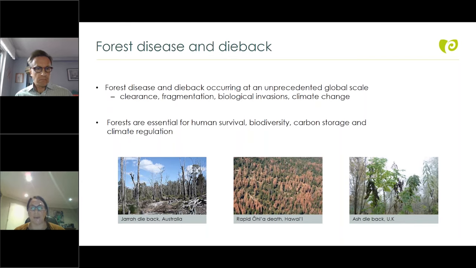And here are just some of the examples. Not only in New Zealand do we have kauri dieback, but across the ditch in Australia, we have jarrah dieback. In Hawaii, we have rapid ohia death, and ash dieback, all of which have the underlying issue of an introduced plant pathogen causing this.